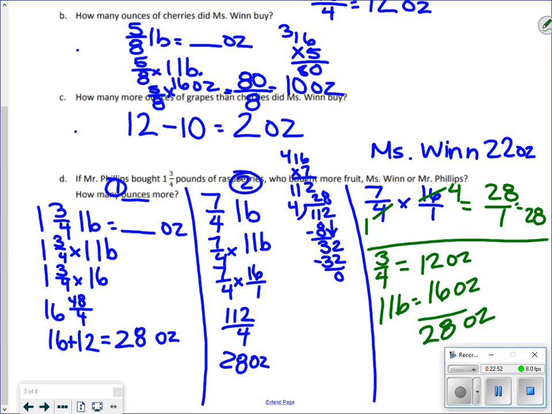So how many ounces more? Well, 28 ounces, 22 ounces, 6 ounces more. You subtract those. That's a comparing thing. So, like I said, we found 4 different ways to solve this problem. They all got the same answer. I mean, you don't have to write down all 4.